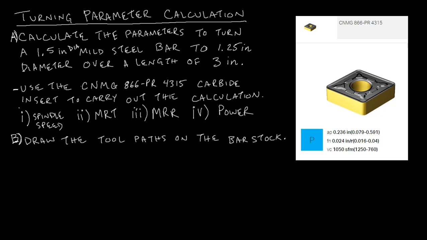Calculate the parameters to turn a 1.5 inch diameter mild steel bar to 1.25 inch diameter over a length of 3 inches. Use the CNMG 866-PR4315 carbide insert to carry out the calculation. So the parameters are the spindle speed, material removal time, material removal rate, and the power. Then it says draw the tool paths on the bar stock. Okay, so why don't we start with B first? Because A really only makes sense if you can visualize what's happening.